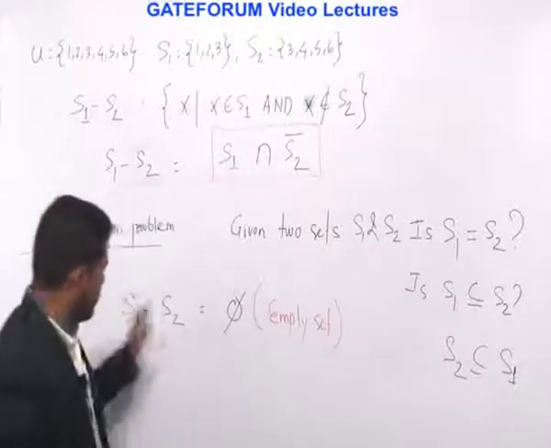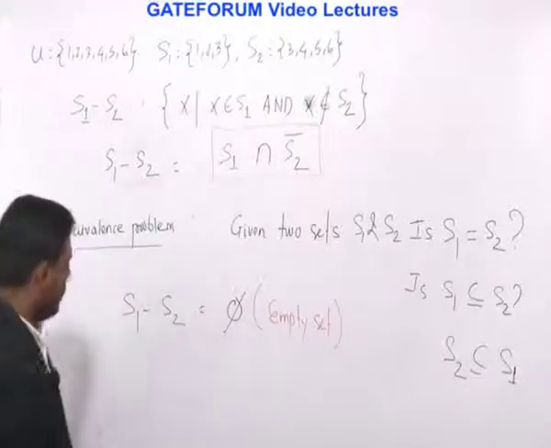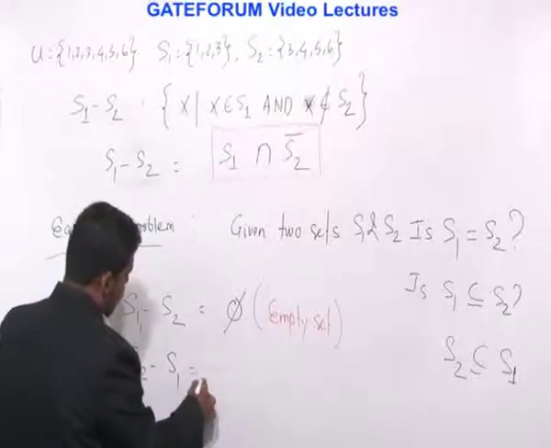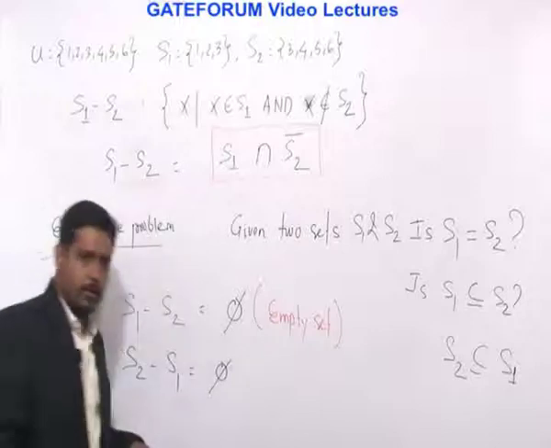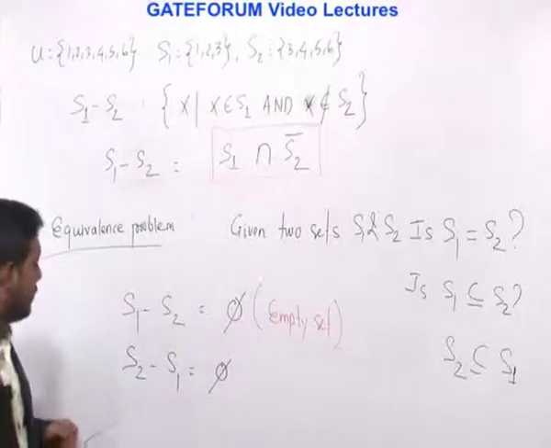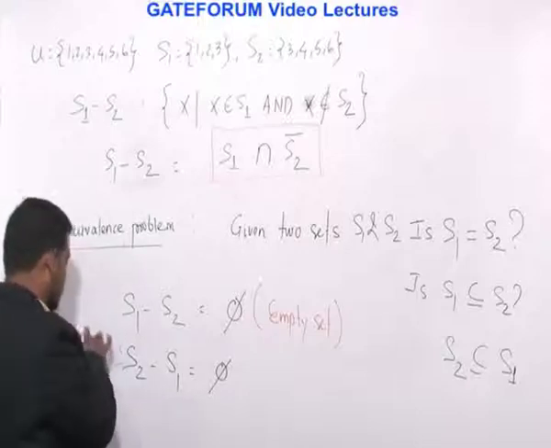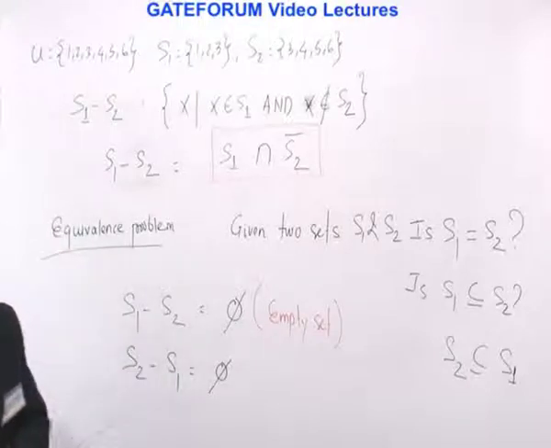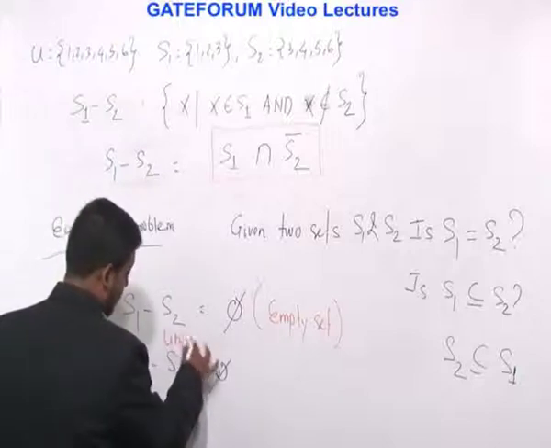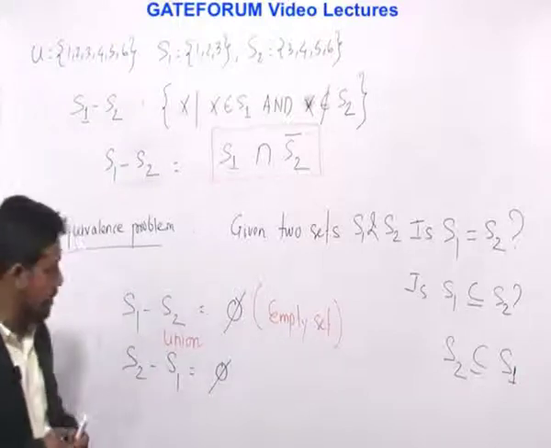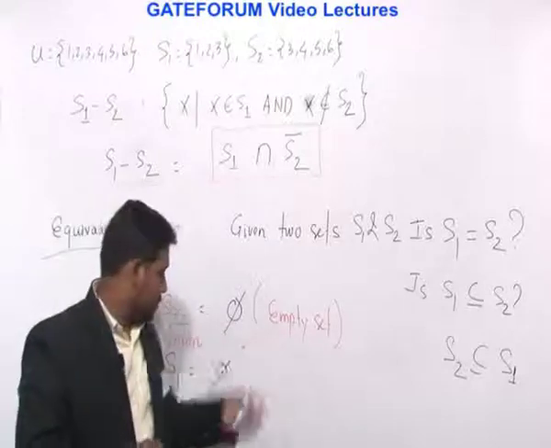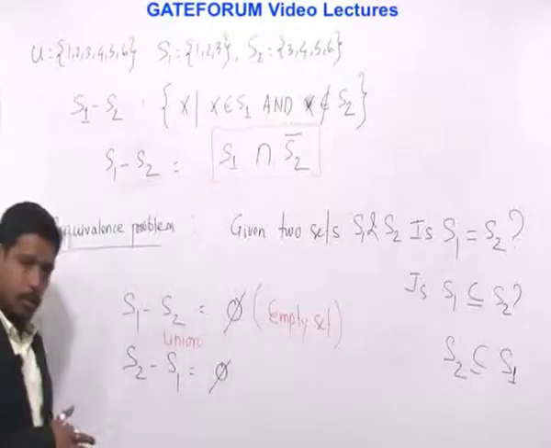So if S1 minus S2 is equal to phi, the empty set, then for equality I have to check one more thing, that S2 minus S1 should also be equal to phi. Both should be phi, and their union must be equal to phi. Intersection may be phi, since there are some elements that are not common, but their union should be phi.